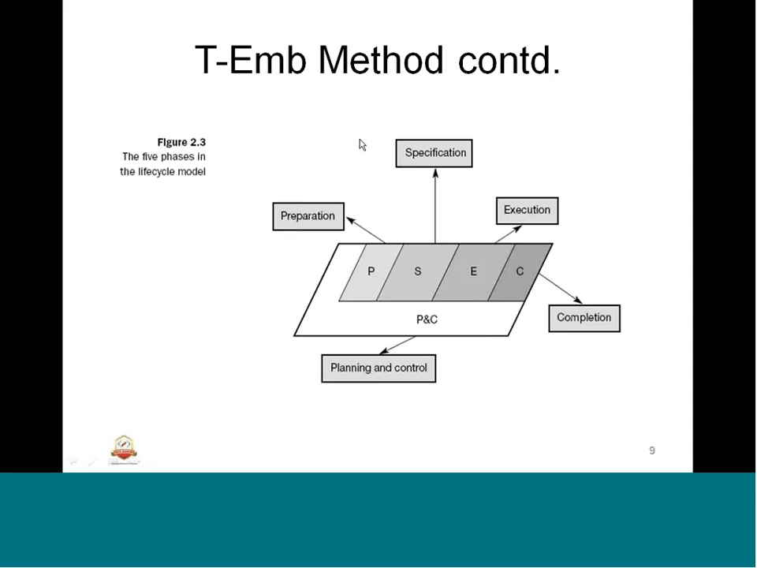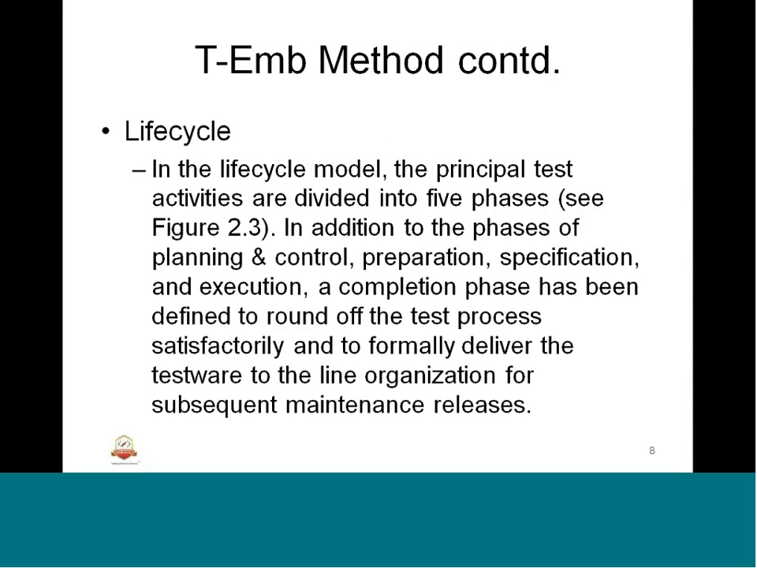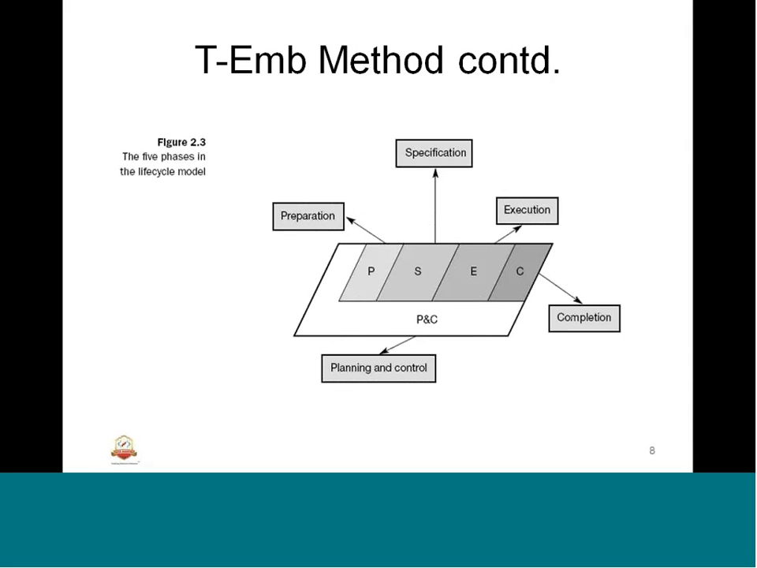So altogether, this will be done with the help of the organization under the one phase, which will be throughout these 4 phases. It is called planning and control. So the 5 phases of the life cycle are basically divided into preparation, specification, execution, completion, all being comprised under the planning and control.